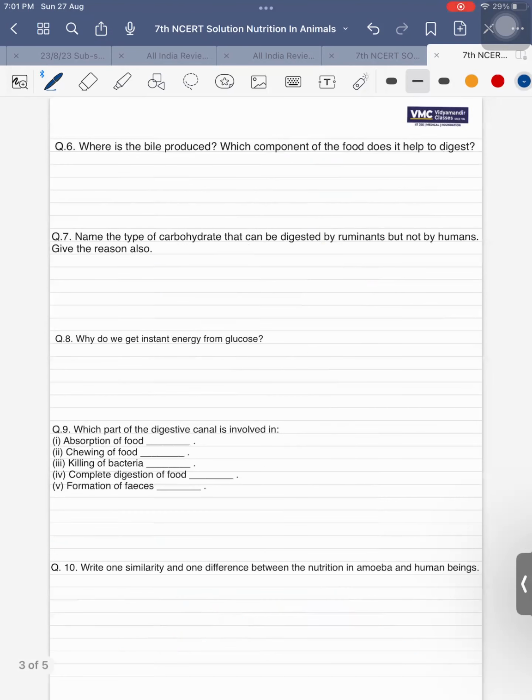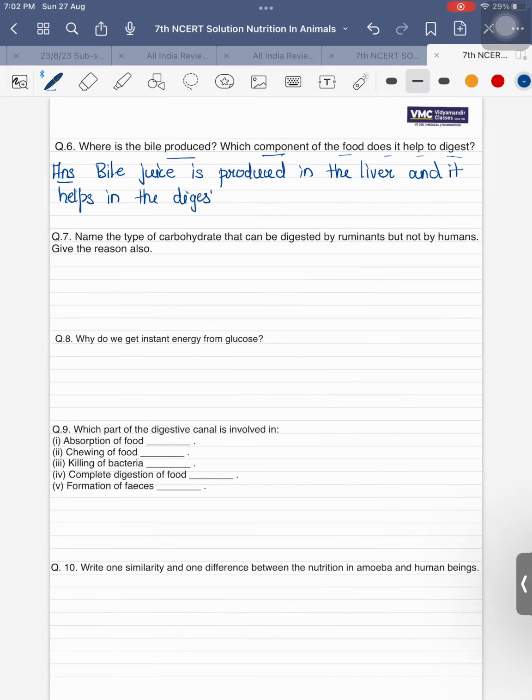Next one. Where is the bile produced? Which component of the food does it help to digest? As we discussed already in the previous slide, bile juice is produced in the liver and it gets stored in the gallbladder and it helps in the digestion of fat.